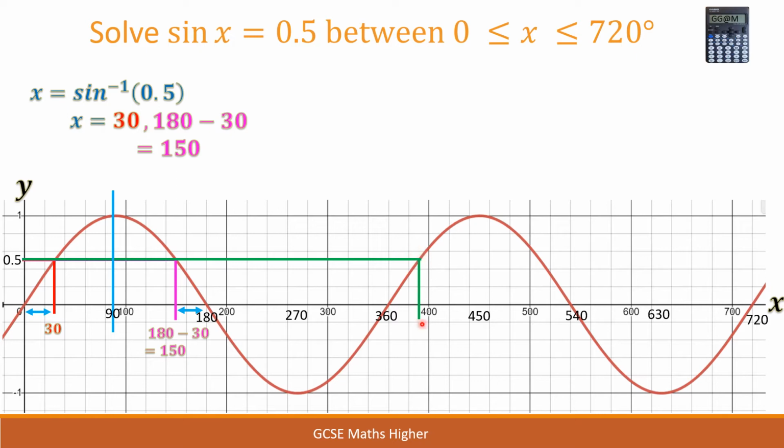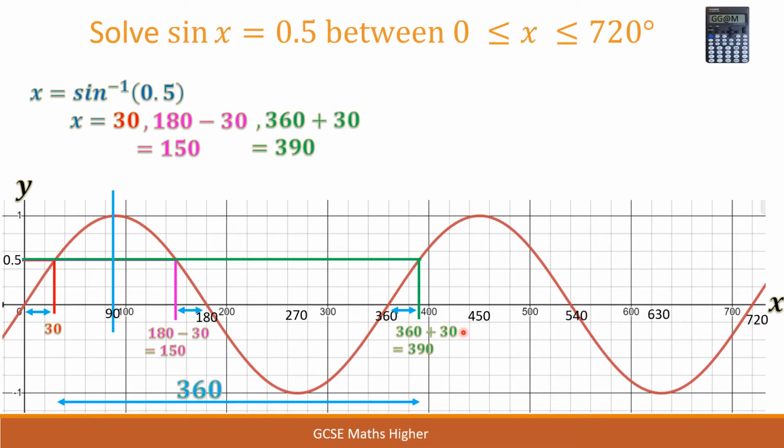When I draw a line down, this gives me the third solution here. Now to work this out, we're going to be using the symmetry of the curve again. You can see that the distance from 360 to the green line here is going to be exactly the same as the distance from 0 to the red line here, which was 30, which means our next angle is going to be 360 plus 30, which takes me to the next angle here because of the symmetry of the curve. So I've got 360 plus 30, which is 390, which gives me my next solution.